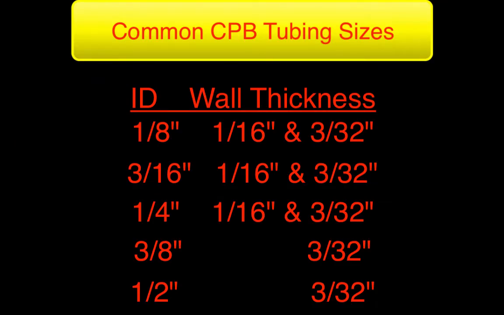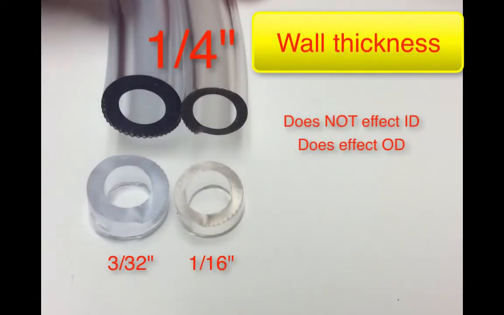By adding the additional variable of wall thickness to your nomenclature, you can easily identify the kinds of tubing that you want. You will find in your clinical practice that 1/8, 3/16, and 1/4 inch tubing is commonly found in both 1/16 and 3/32 wall thickness, whereas the 3/8 and 1/2 inch tubing is generally only found in 3/32 wall thickness. So while both of these pieces of tubing have the same inner diameter of 1/4 inch, they have different outer diameters because they have different wall thicknesses.